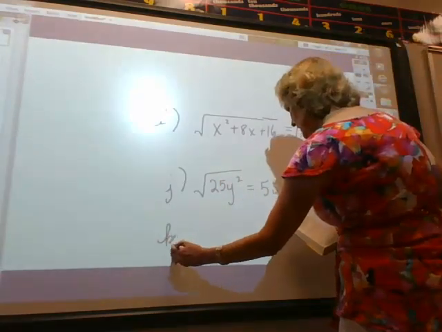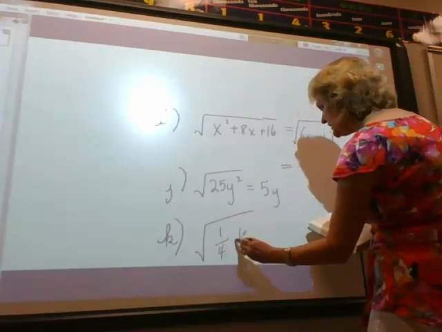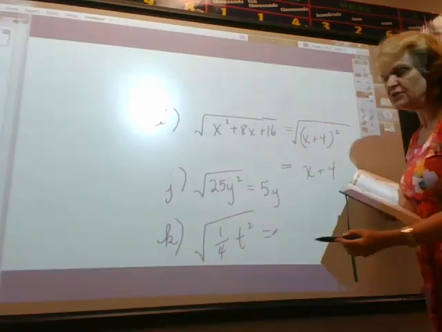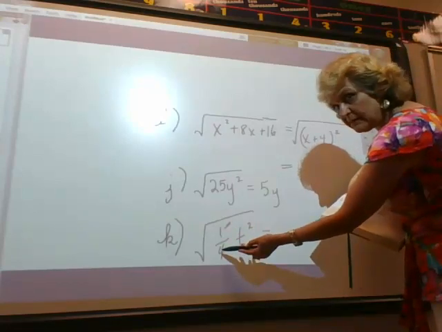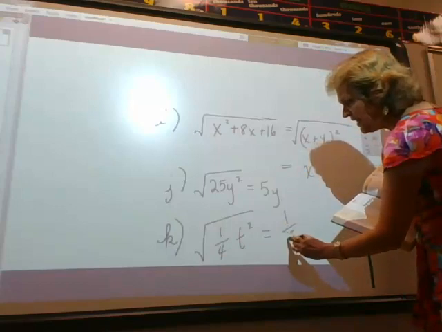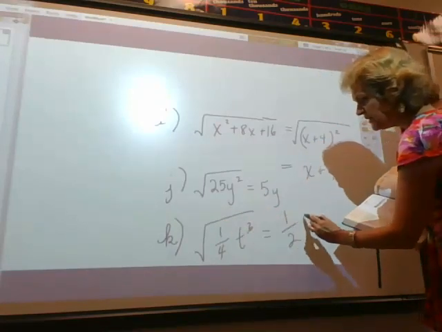And then K, we have the square root of 1/4 t squared. Okay, don't let the fraction scare you. What's the square root of 1? 1. The square root of 4? 2. So 1/2 is the square root of 1/4. The square root of t squared? T.